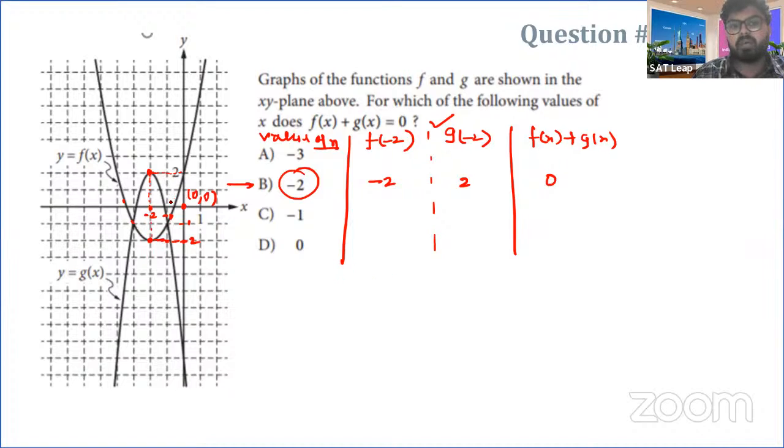So instead of wondering about and looking for each and every value where the sum is going to be 0, what you can do is simply take the help of the answer choices, and you can do it easily within seconds.